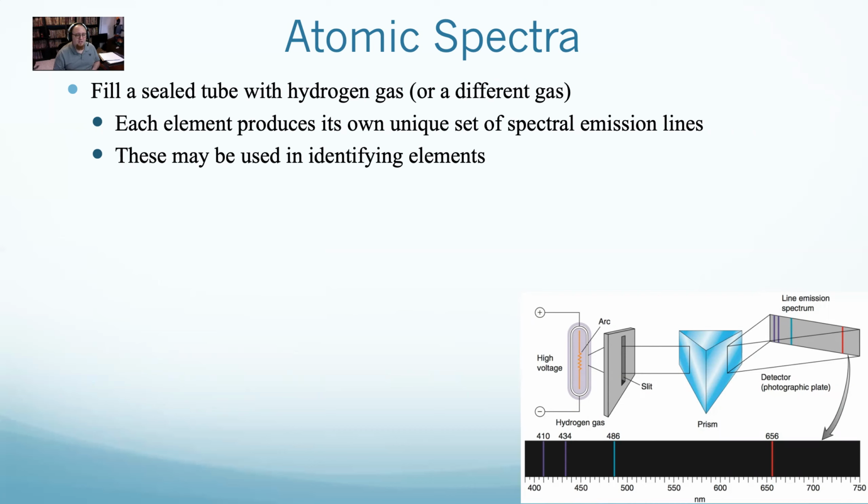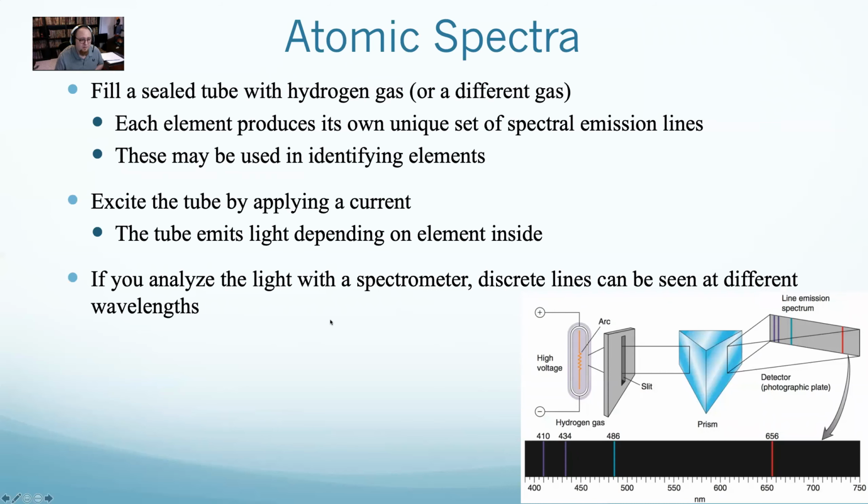And if you look at the color it glows and separate it into wavelengths, you'll get discrete lines. For hydrogen, what you'll find is that hydrogen gas, when you put electricity through it, will emit light at 656 nanometers, 486 nanometers, 434 nanometers, and 410 nanometers. This is known as the emission spectra. And for each element, there will be set emission spectra when you excite it. Every time you excite hydrogen gas, you will see those lines.